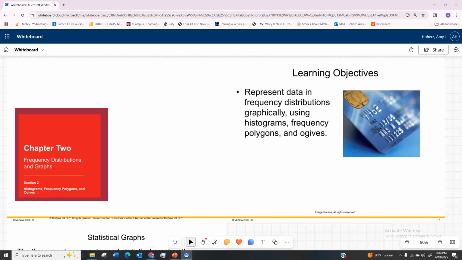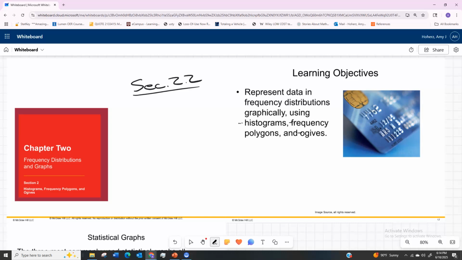Hello everyone. We're going to continue chapter 2 with section 2.2, and as I mentioned several times in the last section, we're going to be doing graphing in this section. Our learning objective is to represent data from the frequency distributions we did in section 2.1 graphically, and we're going to use 3 different types of graphs. However, it ends up actually being 6 different types, but the main types are histograms, frequency polygons, and ogives.